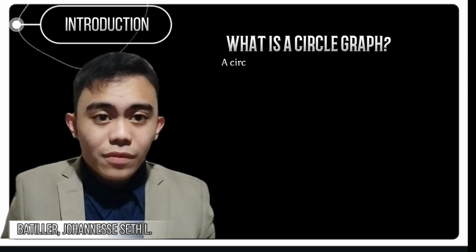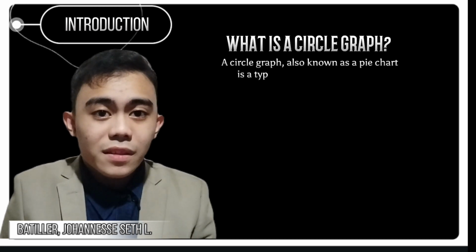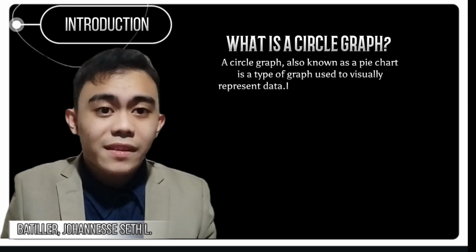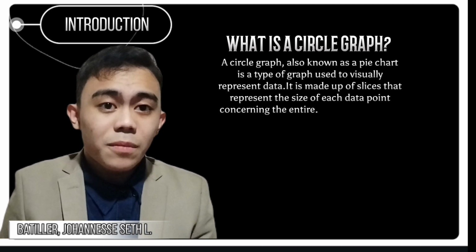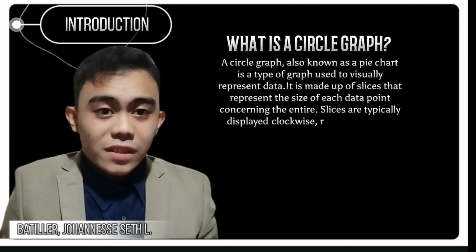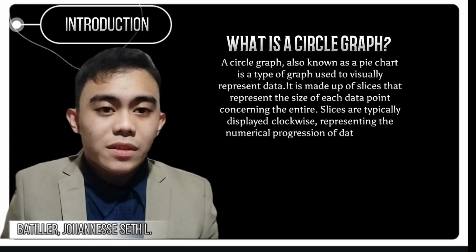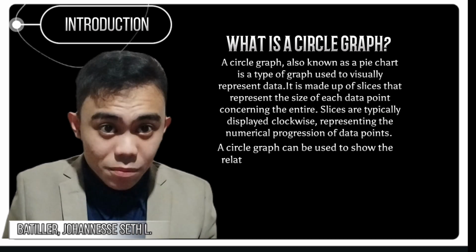Beginning with the definition of a circle graph, we'll move on to discussing its importance before delving deeply into its utilization. A circle graph, also known as a pie chart, is a type of graph used to visually represent data. It is made up of slices that represent each data point concerning the entire whole. Slices are typically displayed clockwise, representing the numerical progression of data points.